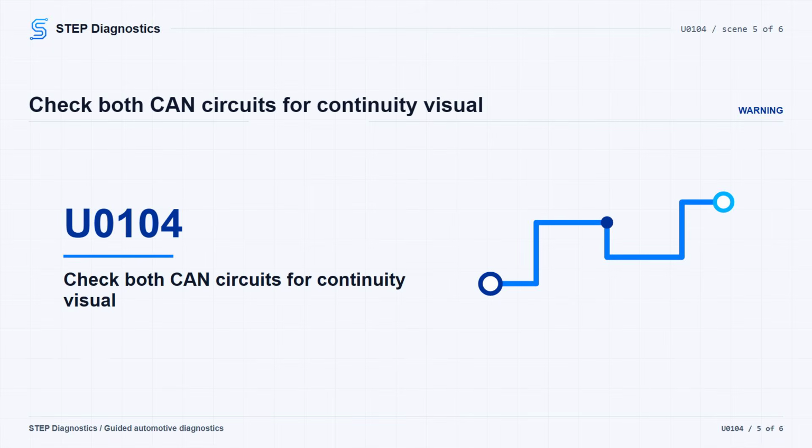Still in vehicle OFF, lock mode, check continuity between the receiving control unit and the transmitting control unit on both the FCAN-H circuit and the FCAN-L circuit. If both circuits have continuity, the FCAN-H and FCAN-L wires are okay at this time, and the U0104 path points to replacing the multipurpose camera unit.